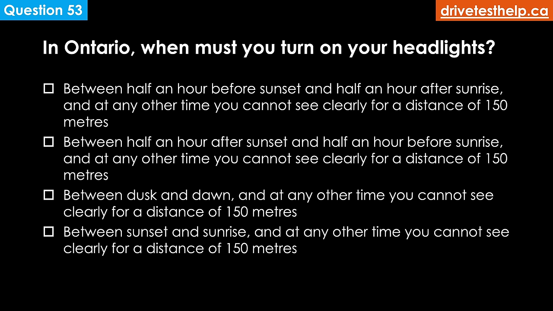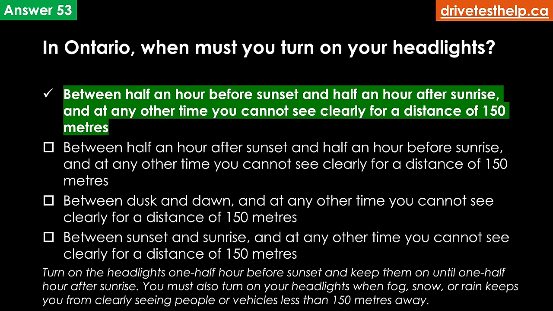Between dusk and dawn, and at any other time you cannot see clearly for a distance of 150 meters. Between sunset and sunrise, and at any other time you cannot see clearly for a distance of 150 meters. The correct answer: between half an hour before sunset and half an hour after sunrise, and at any other time you cannot see clearly for a distance of 150 meters. You must turn your headlights on when fog, snow, or rain keeps you from clearly seeing people or vehicles less than 150 meters away.